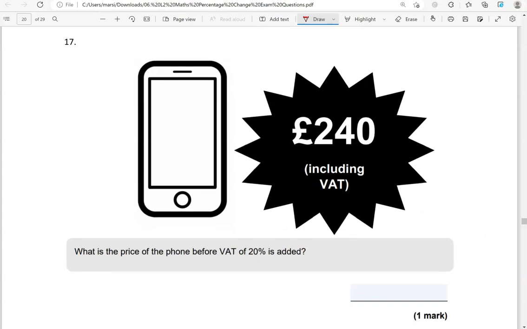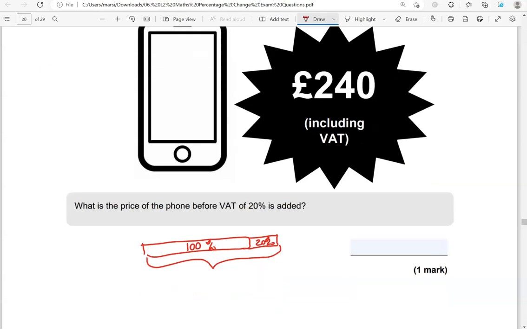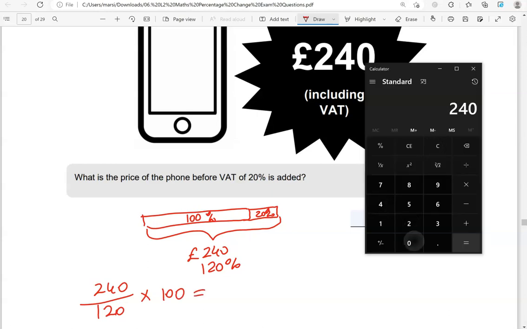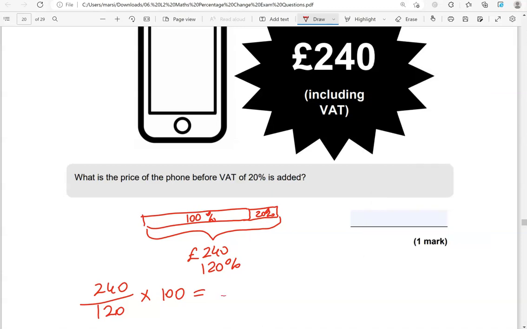So we've got an offer here, it says £240 including VAT. What is the price of the phone before VAT of 20% is added? So there we have the original price represented here, and we've had a 20% increase because of VAT. So £240 is actually 120%. So what we'll do is 240 divided by 120 times 100, which gives us £200.